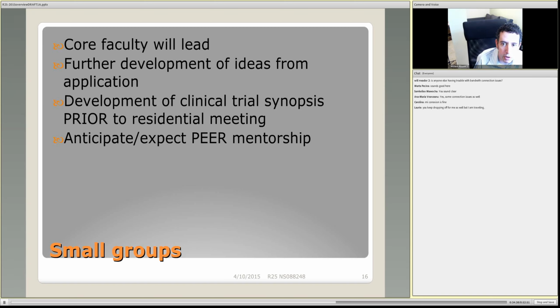You may not have proposed exactly the right clinical trial, and new data may have come to light since you applied. So the idea here is the development of the ideas from your application, and then getting you to the point where you have a clinical trial synopsis, a 2 to 3 page overview of what's really happening in your trial prior to getting to Ann Arbor, and then hopefully the real bones of the full trial protocol in your hand as well.